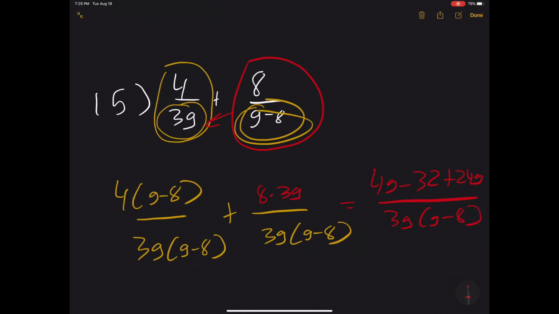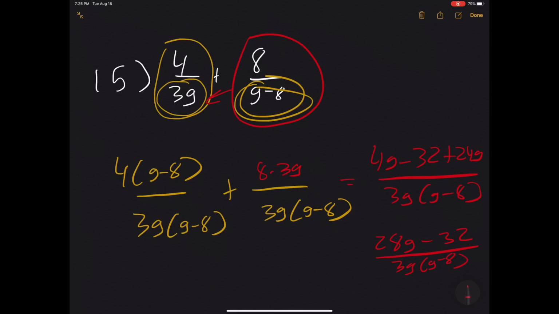Now 4g plus 24g is going to be 28g. 28g minus 32 over 3g times g minus 8 is what I'm left with. And I see that this has no factor of 3, this has no factor of g. Together they have no factor of g minus 8. So I have nothing I can cancel, so that's just my answer.